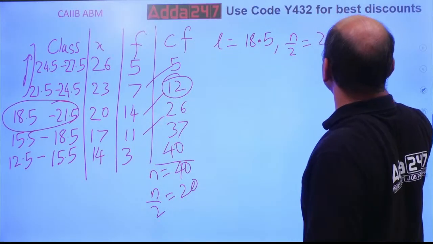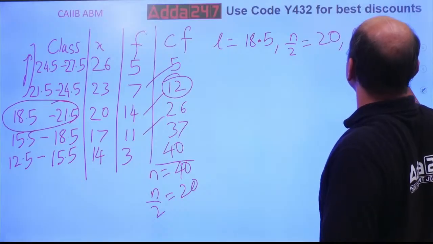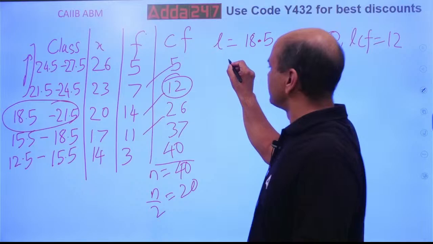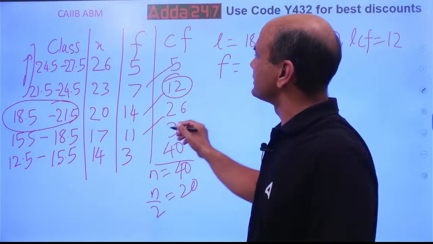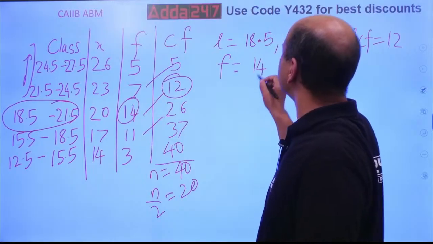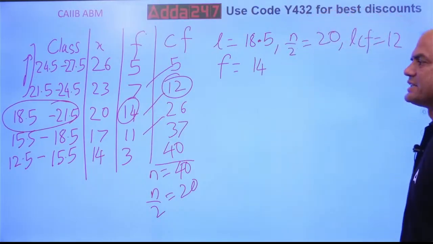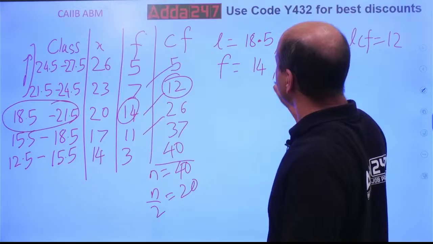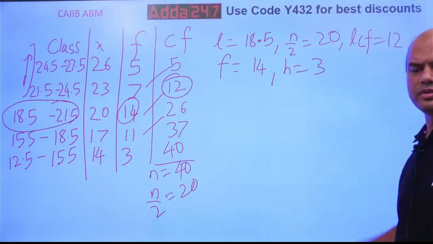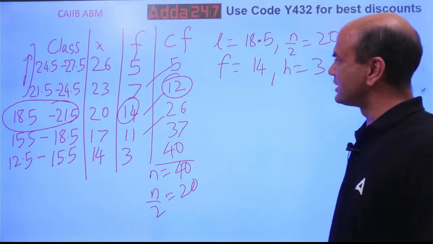So LCF equals 12. What is F then? F equals the frequency of this class, 14. H is the width. Width you already know, na? 3. So everything you have got now. Now solve it. Now it's easy, isn't it?